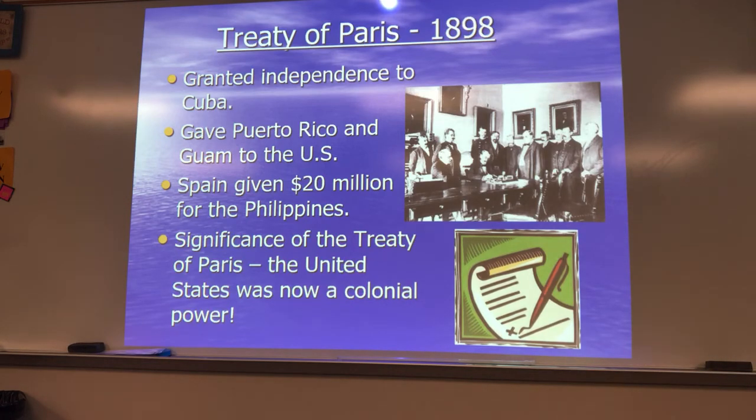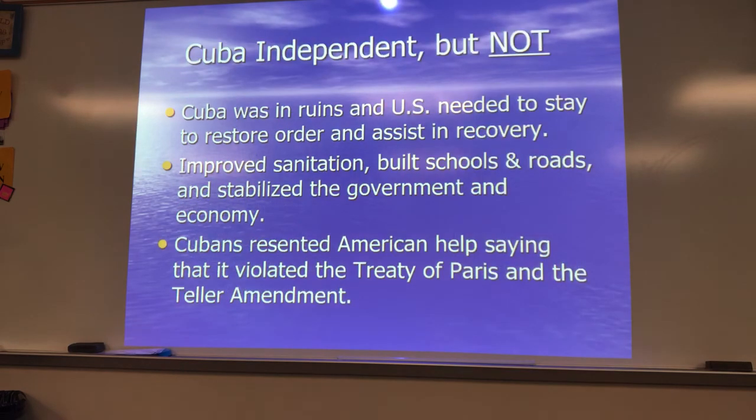So now we have an issue. Cuba is really independent, but America does not want to let Cuba go on its own. There was sanitation issues. What was the sanitation issue? The mosquitoes. Mosquitoes are attracted to standing water, right? We want to get rid of all that standing water so we get rid of the mosquitoes so we can improve sanitation. Is America being a good guy? We want to build schools, government facilities, roads. Is America being a good guy?